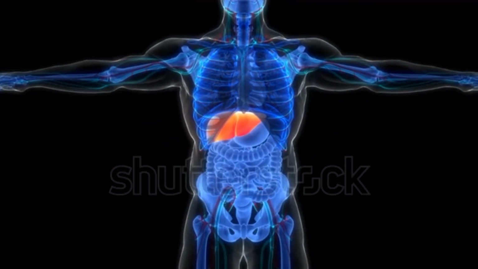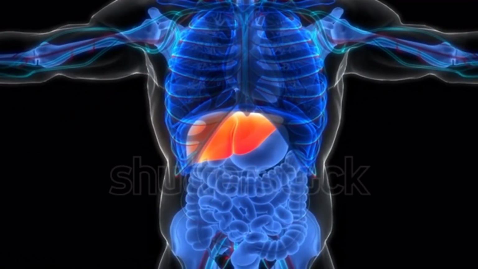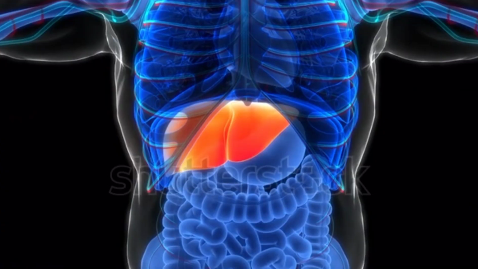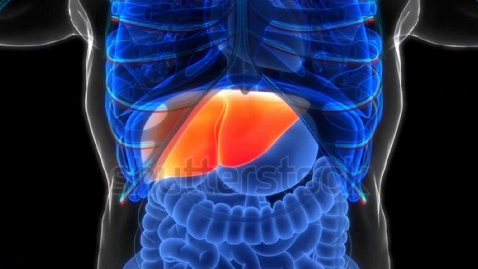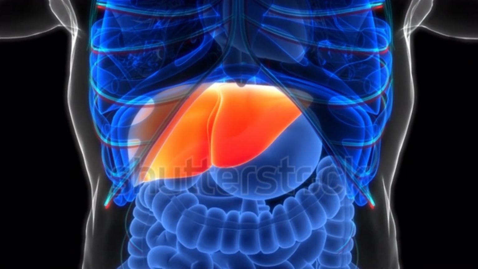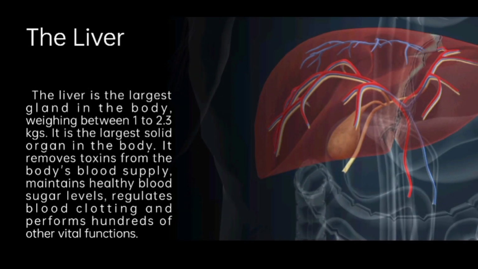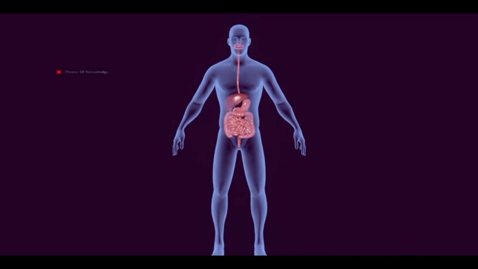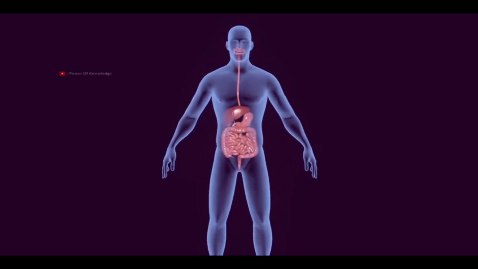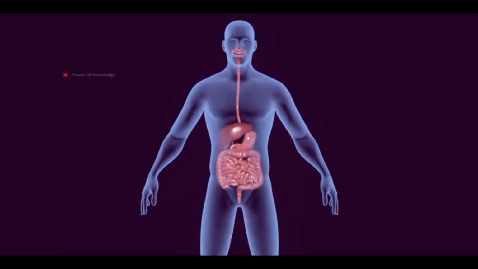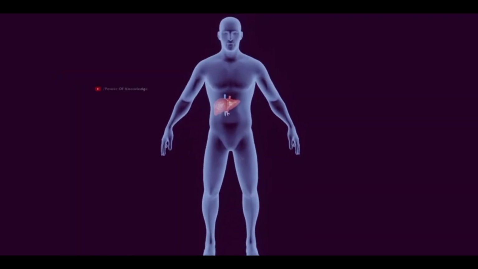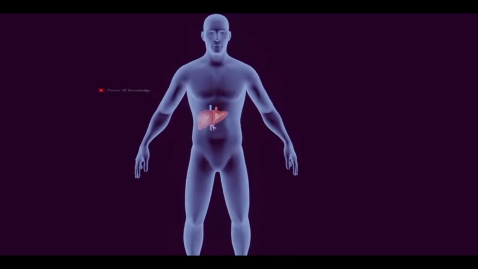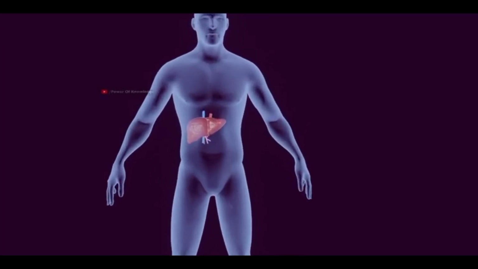Liver. The liver is the largest gland in the body, weighing between 1 to 2.3 kg. It is the largest solid organ in the body. It removes toxins from the body's blood supply, maintains healthy blood sugar levels, regulates blood clotting, and performs hundreds of other vital functions. It is situated in the upper part of the abdominal cavity, occupying the greater part of the right hypochondriac region, part of the epigastric region, and extending into the left hypochondriac region.